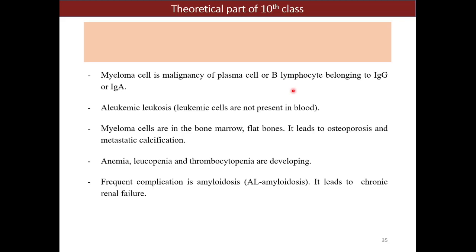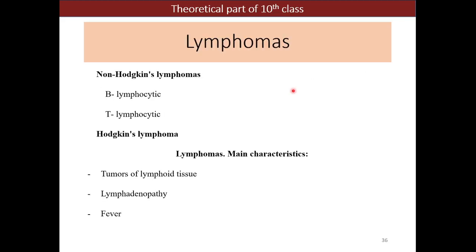Myeloma cells are a malignancy of plasma cells or B lymphocytes belonging to immunoglobulin G or A. Leukemic leukosis is the next characteristic: leukemic cells are not present in blood. Myeloma cells are in the bone marrow and flat bones. It leads to osteoporosis and metastatic calcification. Anemia, leukopenia, and thrombocytopenia develop. And as a complication of this process, we may see development of amyloidosis, which leads to chronic renal failure.